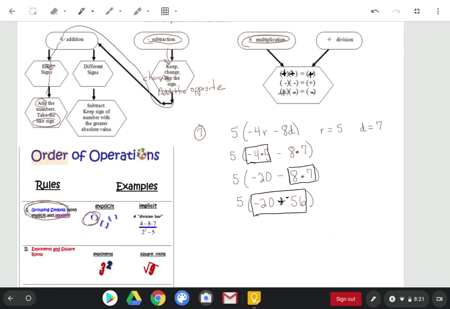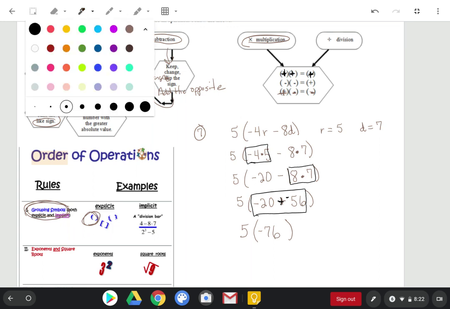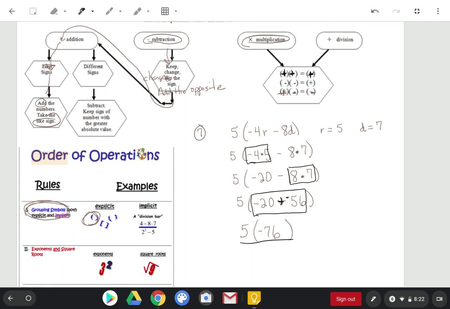So I'm going to recopy things down, 5. I still need those parentheses. And then a negative 20 plus a negative 56 gives me a negative 76. The reason why I needed to keep those parentheses, even though there's nothing inside the parentheses to do, is that the parentheses indicate multiplication, and that's why I still need them. Okay, there's only one thing left to do, and that is 5 times negative 76.